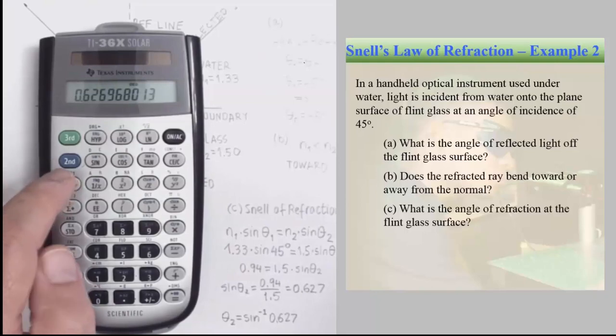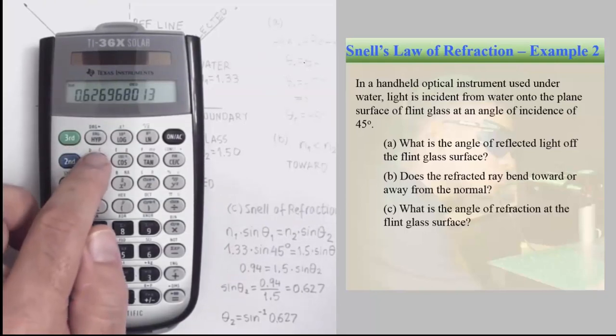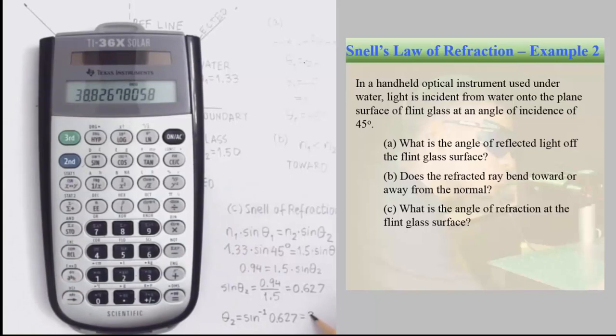So we're going to use the inverse sine function on my calculator to come up with the angle of 38.8 degrees. So that's my refracted angle.